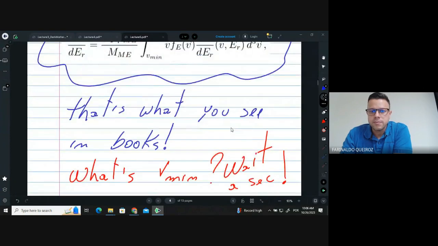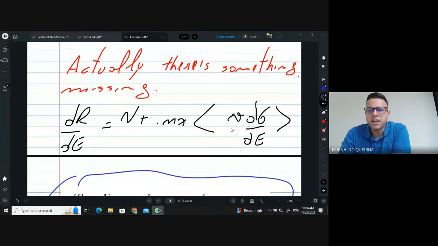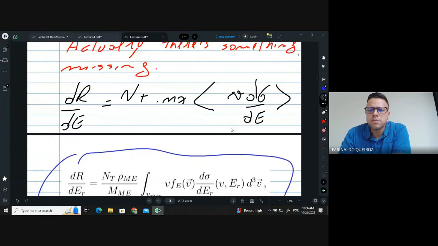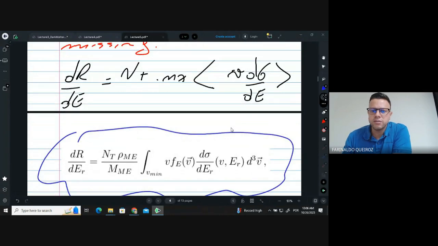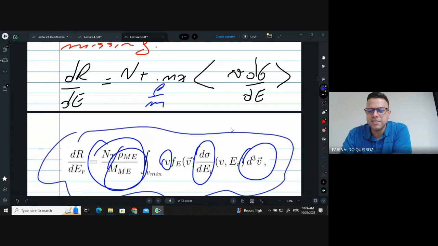Okay, and then what is the average of a function? Well, the average of a function in a Maxwell-Boltzmann distribution, I just integrate that function, which is this v times d sigma d, integral over the velocity distribution in 3D space. And this is what I had already before. n chi is rho over m, right? And this ME is because it's in Portuguese, matéria escura.